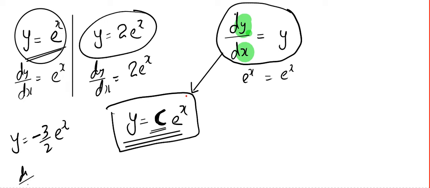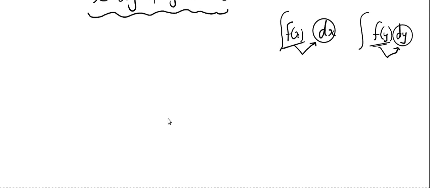Look, dy by dx will be minus 3 by 2 into e power x. Dy by dx and y are the same. And remember, these solutions are called particular solutions. And the solution with this arbitrary constant is called the general solution. Once more I'll explain. A first order equation will have the general solution with one arbitrary constant. Okay, now let's jump towards our equation.